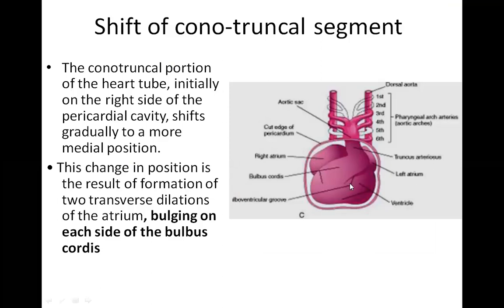Now the shift of the conotruncal segment. Now because the blood flow has started and it has to accommodate into the pericardial cavity, now the conotruncal septum, okay, the conotruncal portion of the heart, which is initially on the right side of the pericardial cavity, shifts towards the median position, that is towards the left. So now it will change. This change in this position of the conotruncal segment will form two transverse dilation into the atrium. So it will bulge on both the side of this conotruncal section, and now they will form the two atria, that is the left and the right atrium.